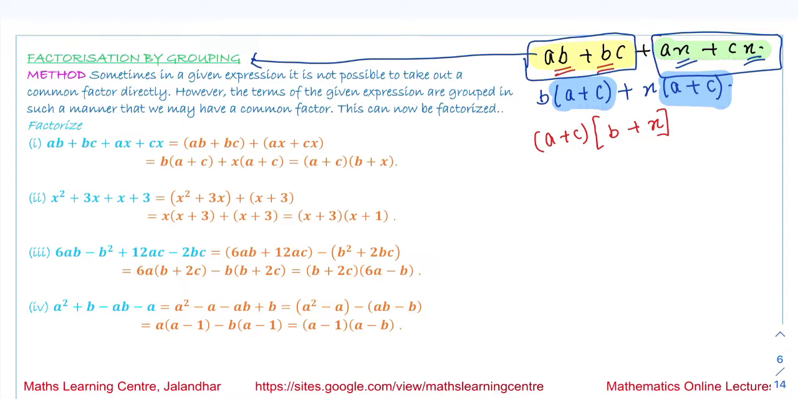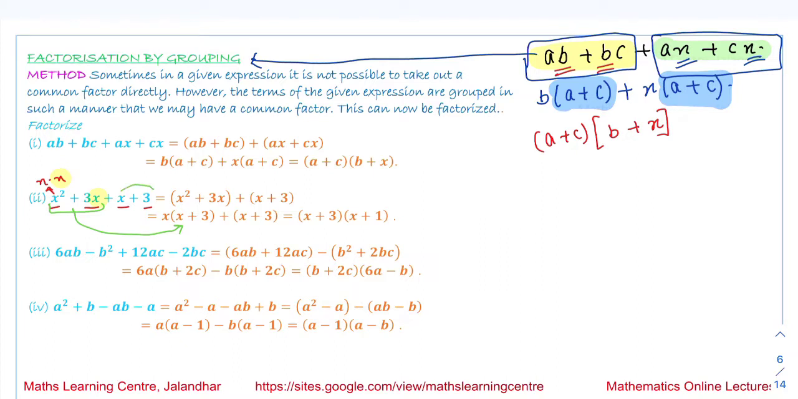Similarly, the next example is there. So it is x square, 3x, x and 3. So this x square I can write as x into x. If I look at this x and this x, I can take x common. When I take x common from the first two terms we are talking about, we are left with x plus 3.